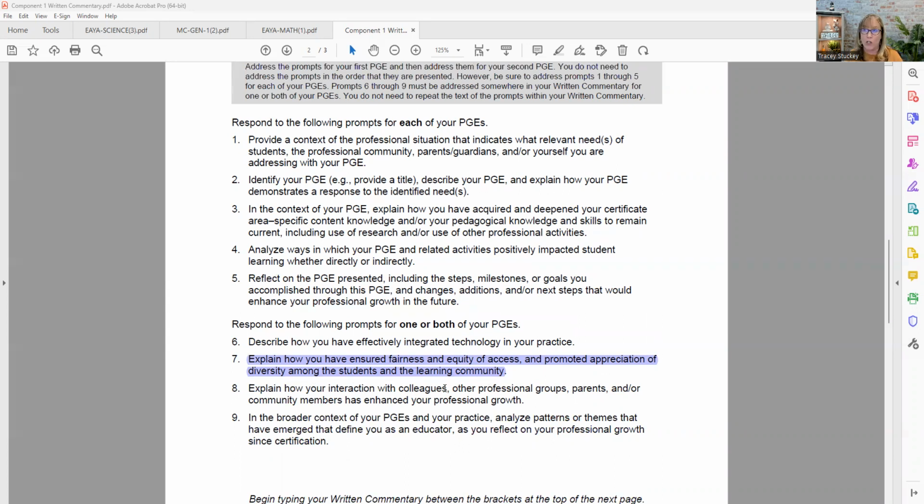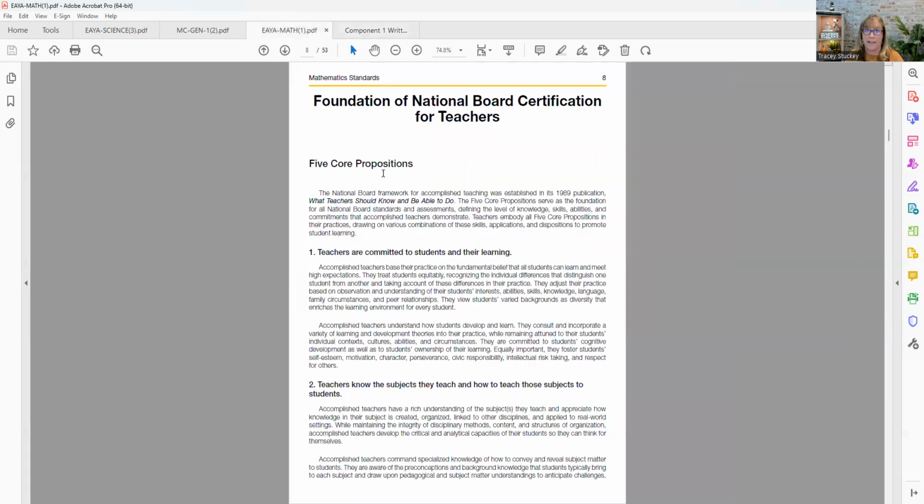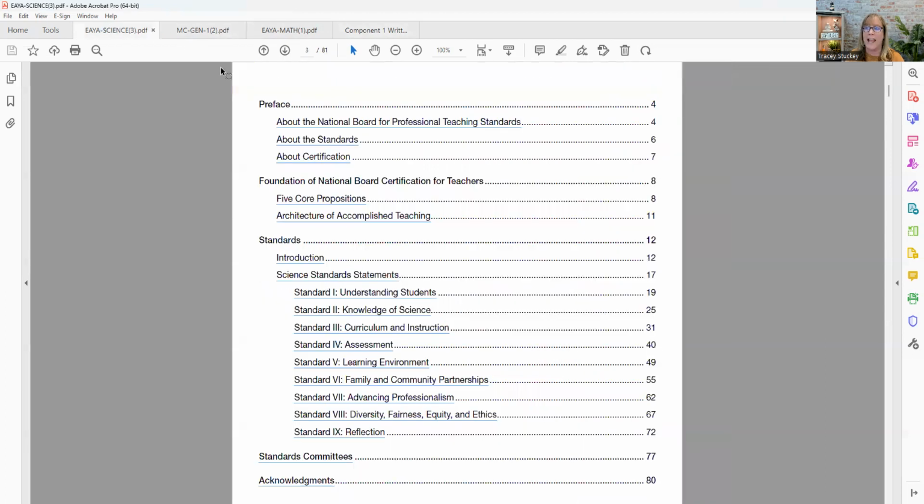My particular certification doesn't have a standard just allotted for this, but other people do. So where do I even begin with this? Well, I just want to, first of all, show you that I'm going to showcase EAYA math, that's middle school, high school mathematics, MC Gen, and EAYA science today.